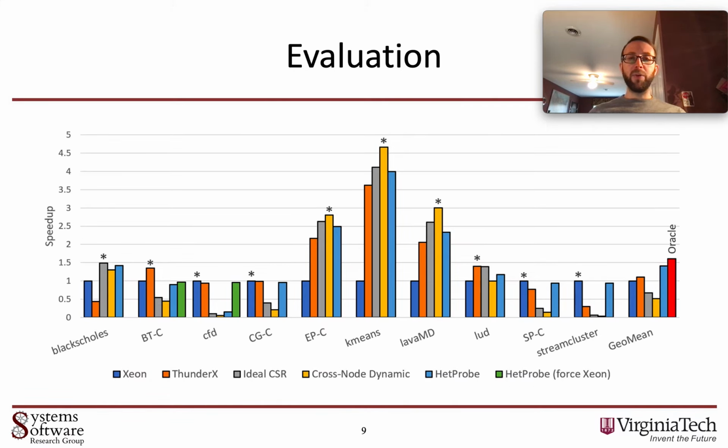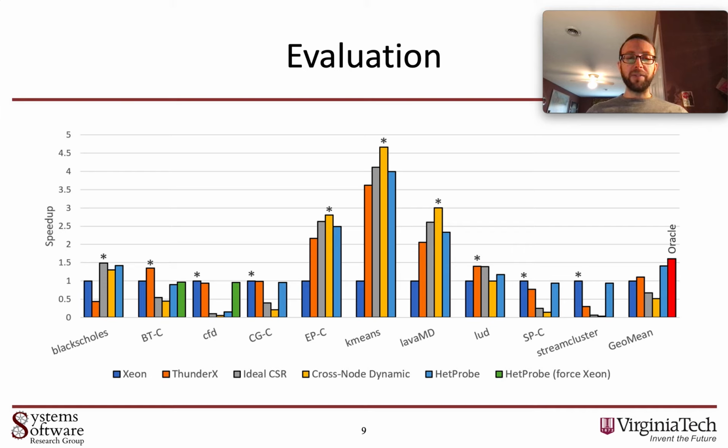Here we have the results of our evaluation. On the x-axis, we have benchmarks from the aforementioned suites. On the y-axis, we have speedup relative to the Xeon processor. Each bar represents a different workload configuration. Xeon represents running the benchmark entirely on the Xeon. ThunderX represents running it entirely on the ThunderX processor.